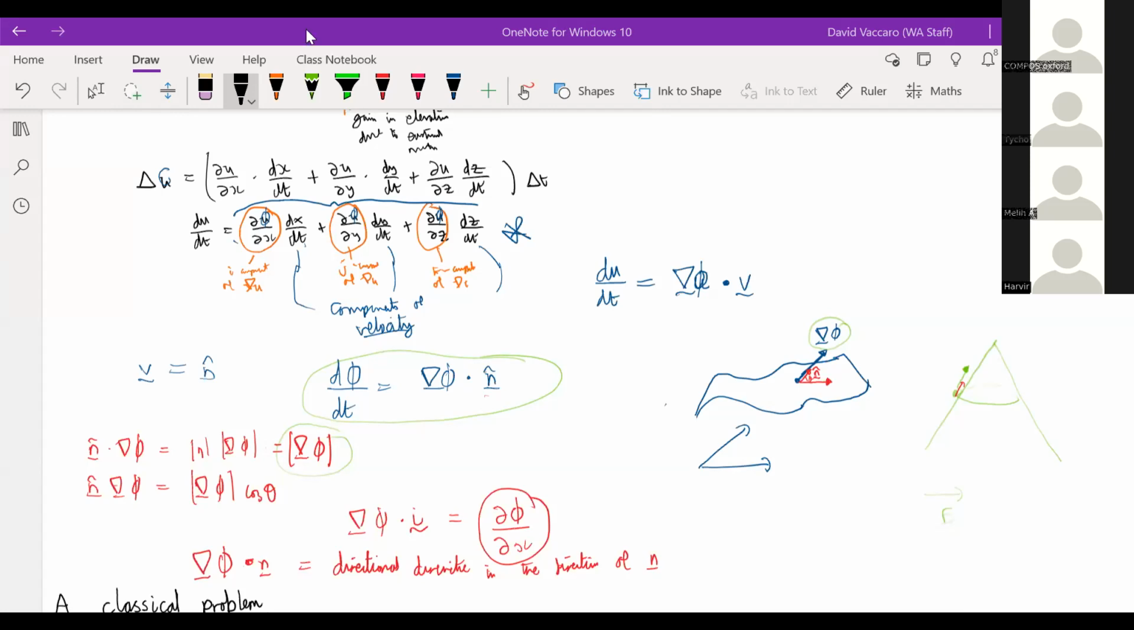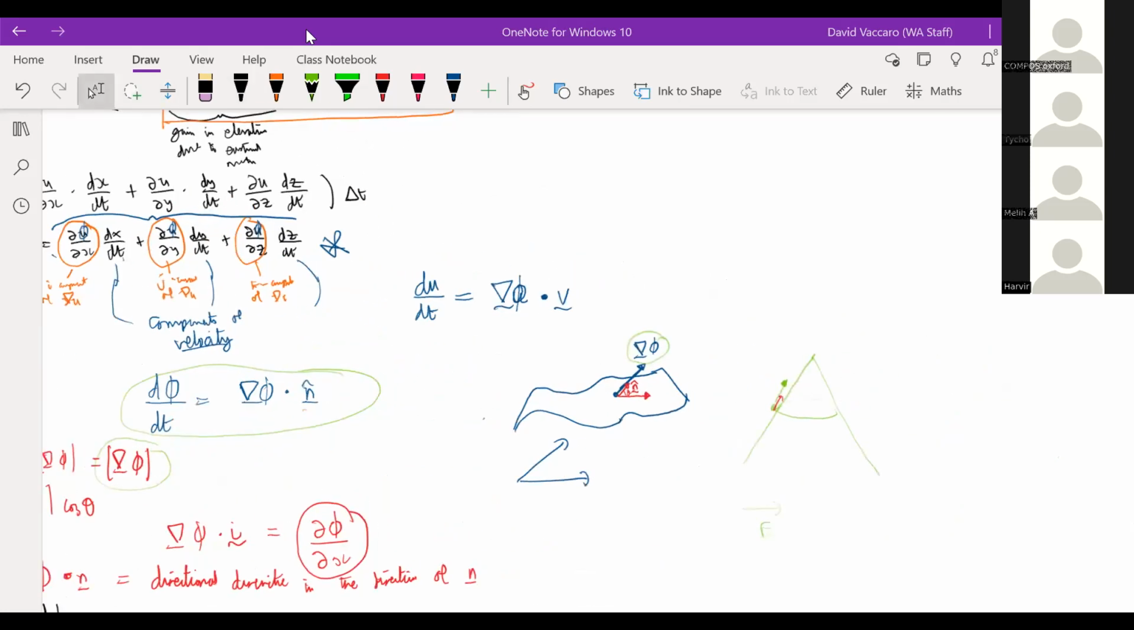Yeah, sorry, chat. Okay, so very good question. I'll just read this from the chat. The question says, if phi of x, y, z is constant, why does grad phi not equal 0?